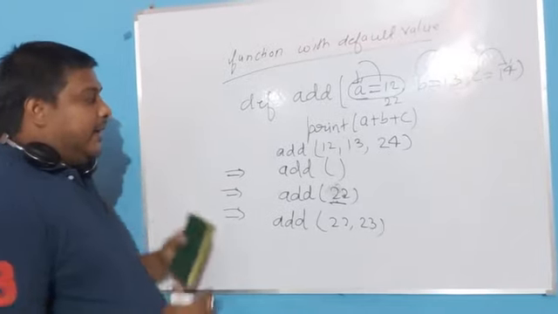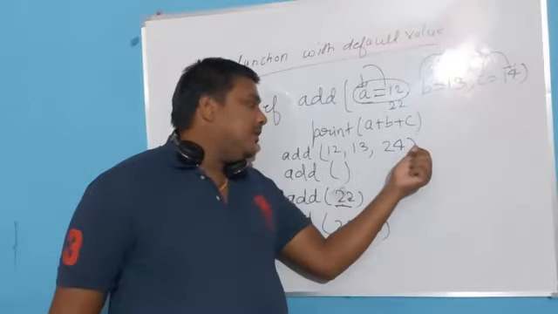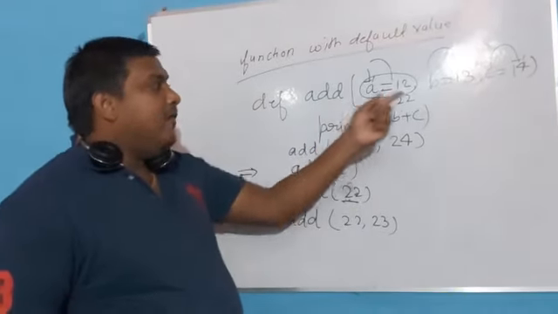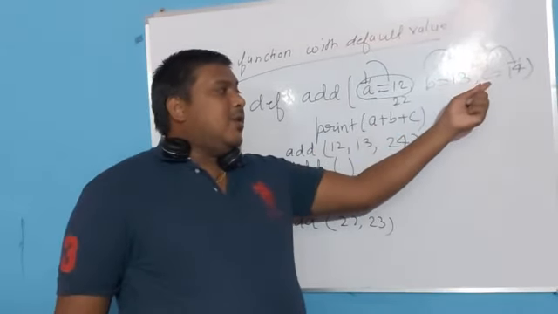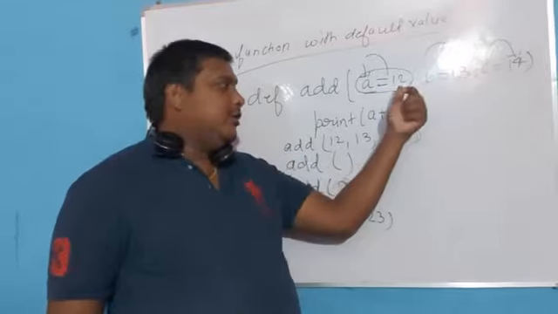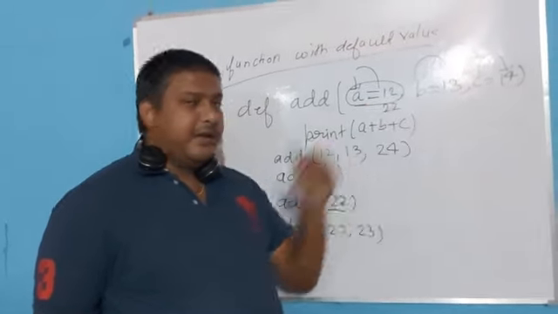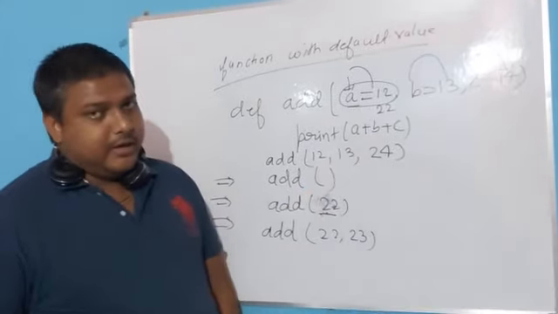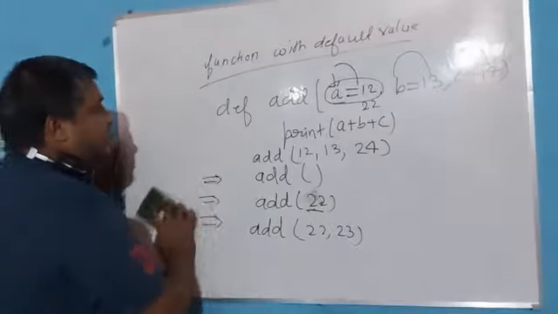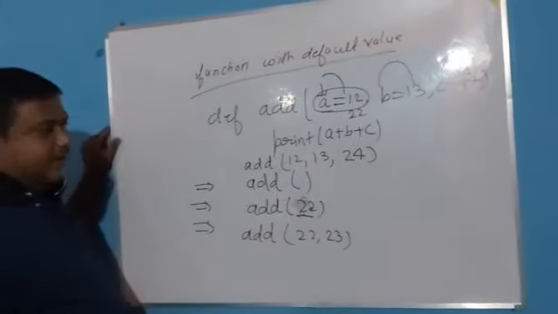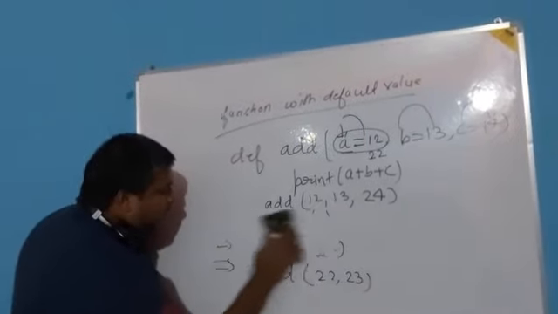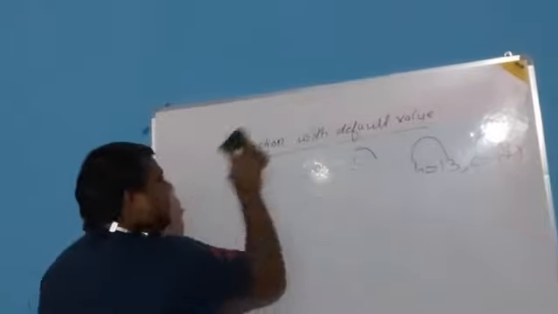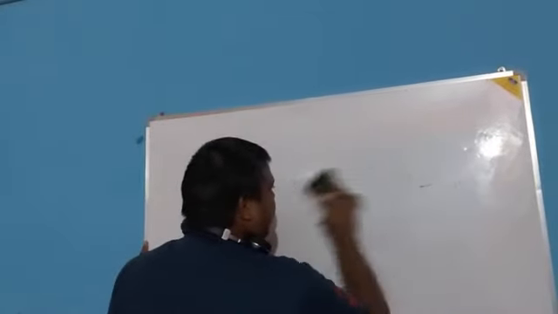I think this line is a little problematic to understand, because we are going to change only the value of c. We want to keep the value of a and b as they are. So what we will do, we will write 12, 13, 24. So this is the function with the default value. Most of the questions they may ask you in the output based questions from here.